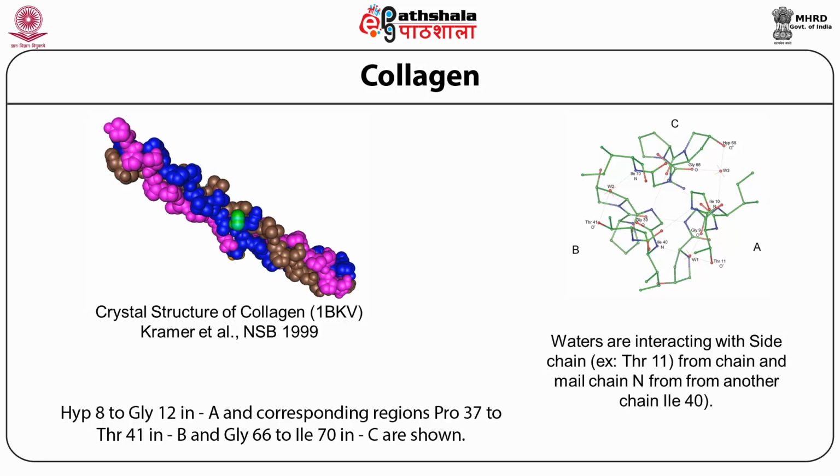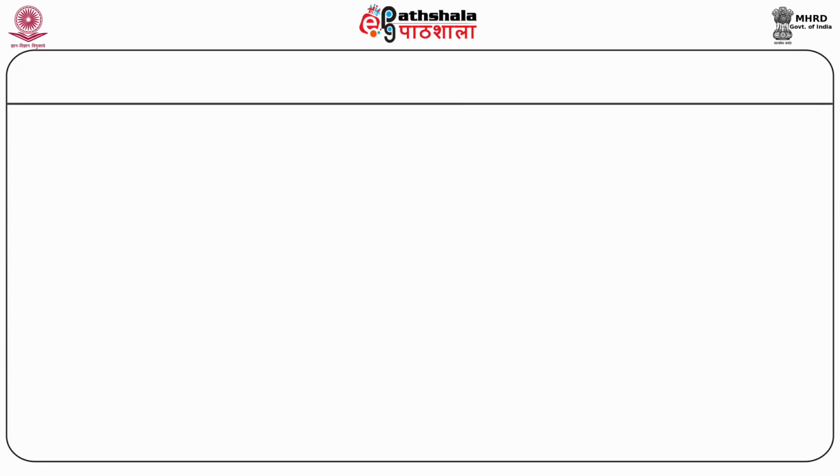So other than the hydrogen bond between the polypeptides that was predicted earlier, what is seen in the crystal structure is that water is also interacting, and water is interacting with the side chain from one chain to the main chain of the other chain. So this seems to be actually responsible for the extra strength of the collagen fiber, where one extra hydrogen bond is seen between the polypeptides through water.